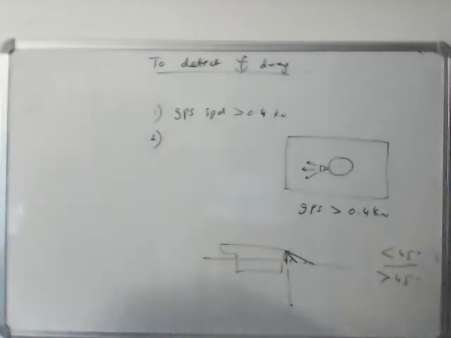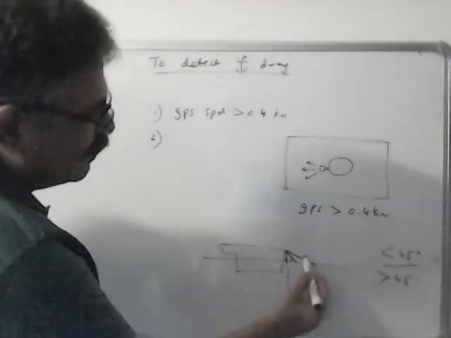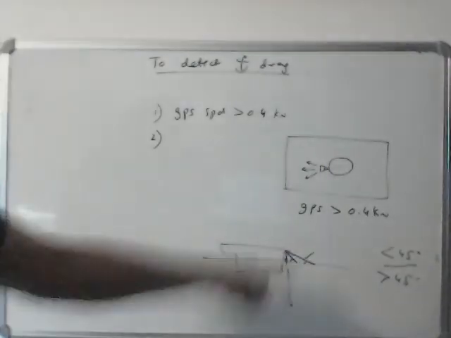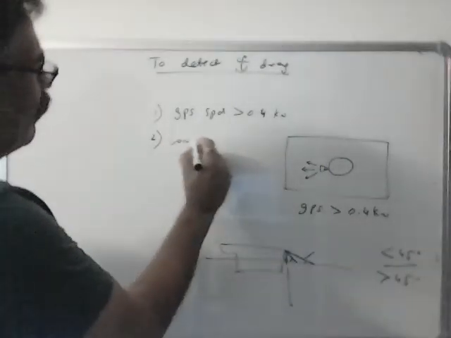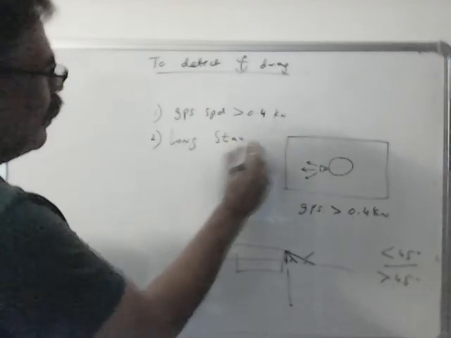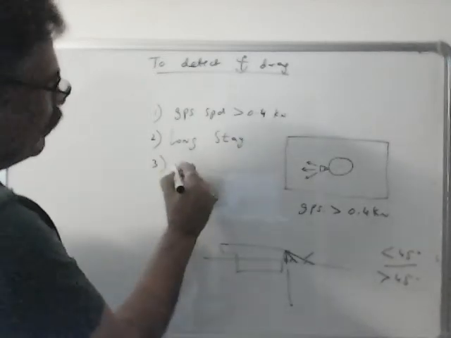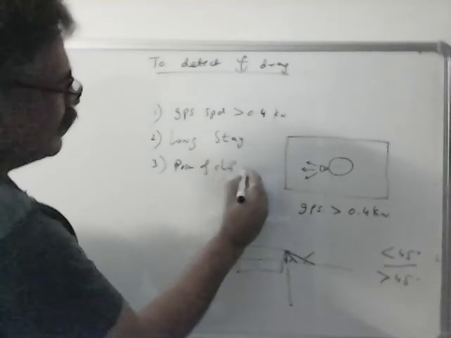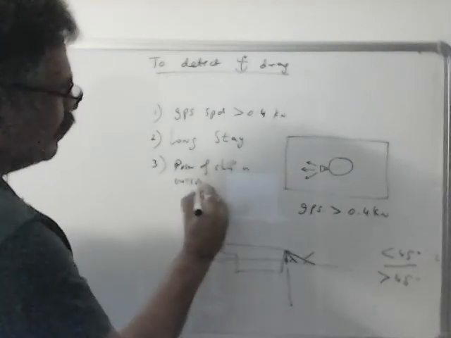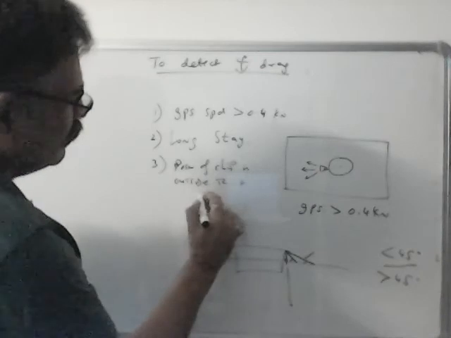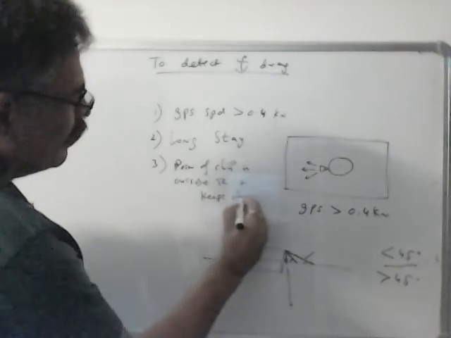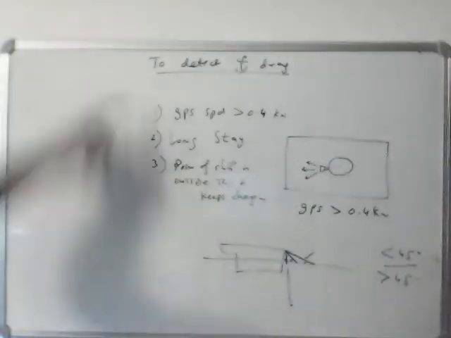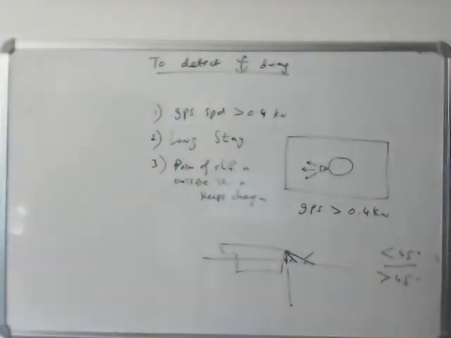So whenever the anchor is dragging, there will be long stay like this. So if you send a man forward and he sees the anchor is at a long stay, that means it could be dragging. And the third is to monitor the position of the ship. If it is outside the turning circle and keeps changing in the aft direction, these are ways to detect anchor dragging.